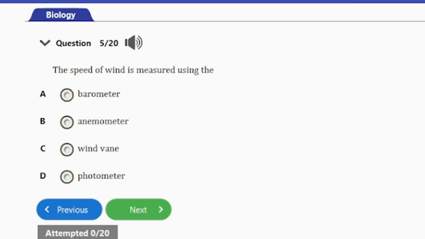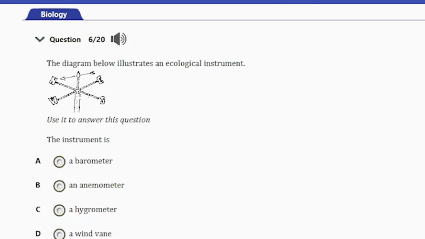It says, the speed of wind is measured using the A, barometer, B, anemometer, C, wind vane, and D, photometer. The answer to this question is option B, anemometer. Let's look at the next question, question number 6. Here we also have a diagram showing an ecological instrument, and the question says use it to answer this question. The instrument is A, a barometer, B, an anemometer, C, a hygrometer, D, a wind vane. Actually, this is a wind vane. So option D is the answer to this question.